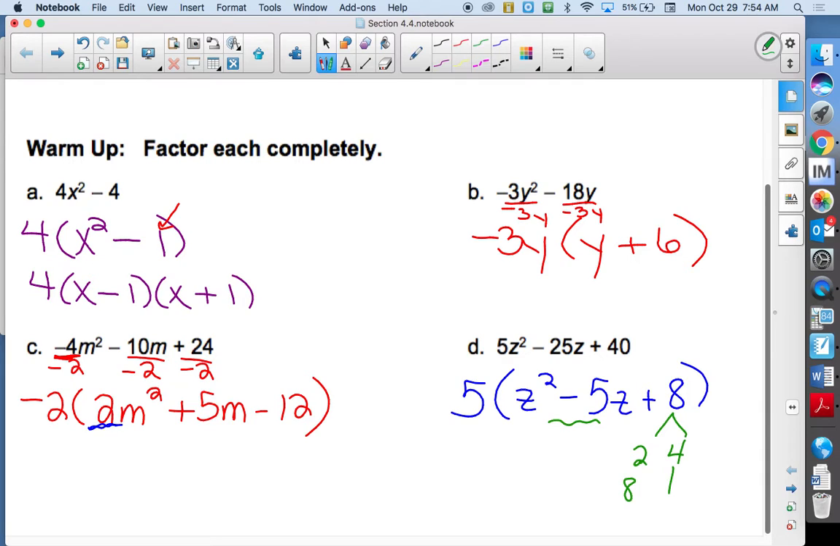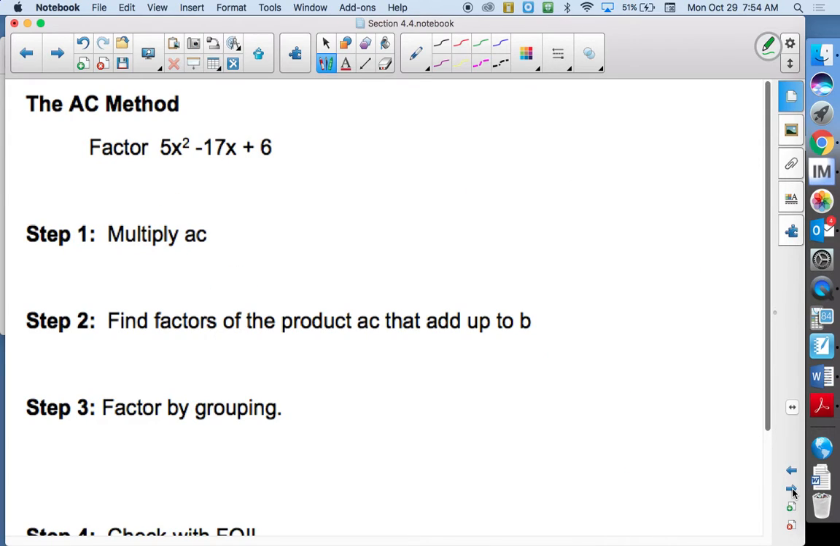So today we are going to be factoring with a term in front. So not only factoring with the x squared, but there's going to be a number in front of that x squared. And as you see up at the top here, underneath the word the AC method, we have this 5x squared. We actually call this AC grouping. So we're going to be using a type of factoring called grouping. But we're also going to be using the AC part. So we call it AC grouping.